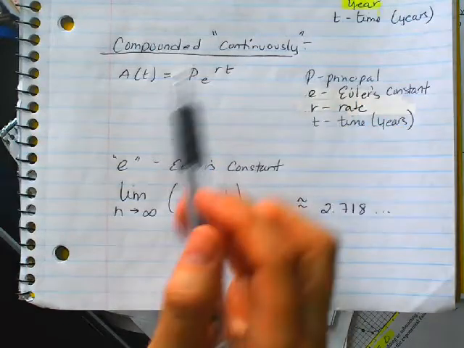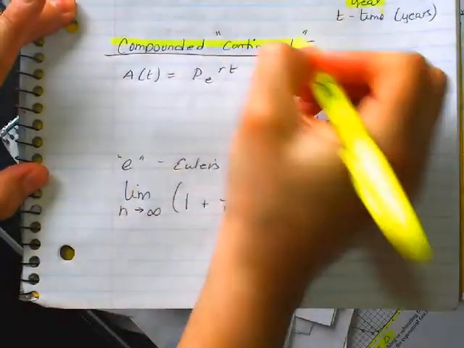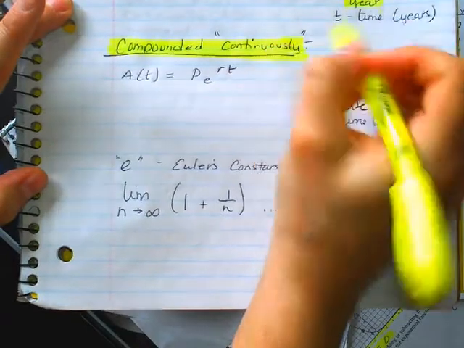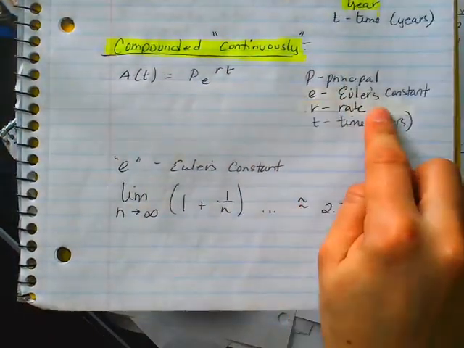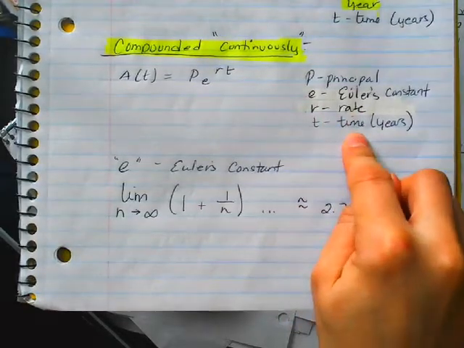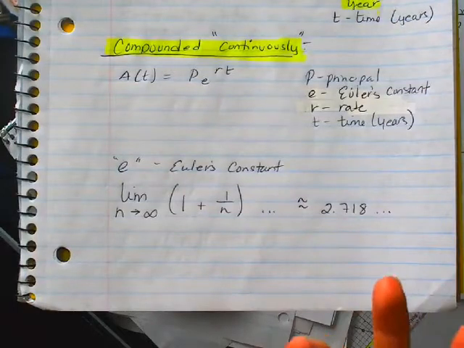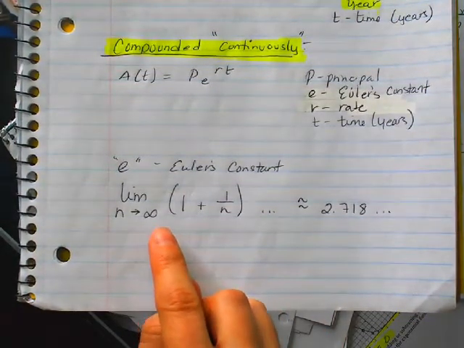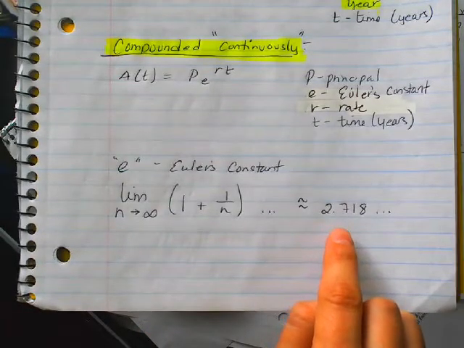And compounding continuously uses the formula amount as a function of time equals the principal times something called Euler's constant raised to the RT power, where P is your principal, E is Euler's constant, R is your rate, and T is your time in years. Euler's constant, sometimes called Euler's number, is based on the calculus principle. It's the limit as n approaches infinity, but for our purposes, it's equal to about 2.718.